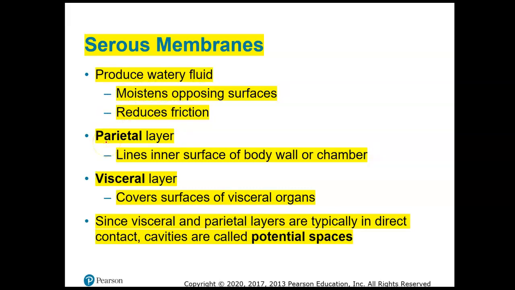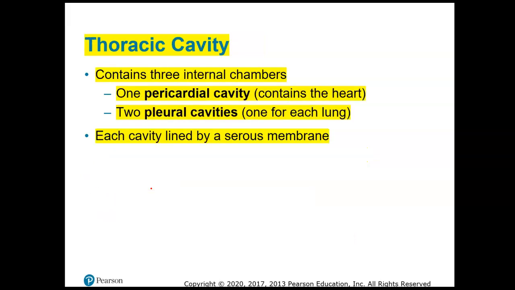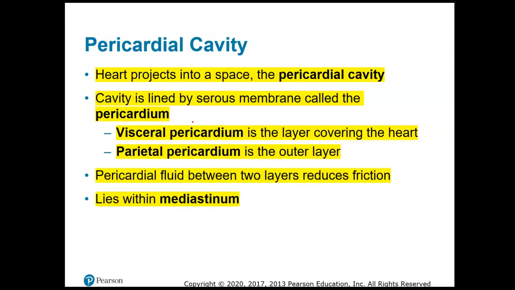There are two layers of serous membranes. There's the parietal layer, which is on the outside, and then the visceral layer covers the surface of the visceral organs. There are three serous membranes. Two are in the thoracic cavity. The pericardial cavity and the pericardial membrane surrounds the heart. The cavity contains the heart. The pericardial membrane, or the pericardium, surrounds the heart. And the pleura, or pleural membrane, surrounds the lungs.